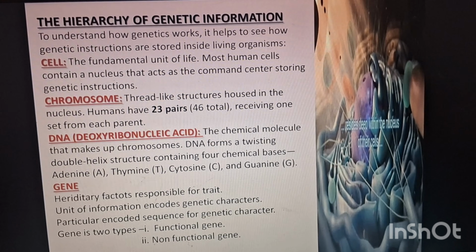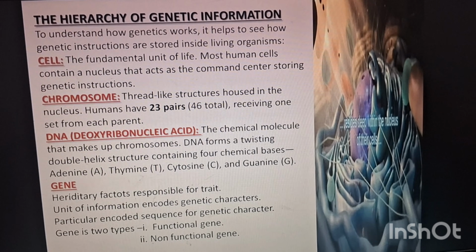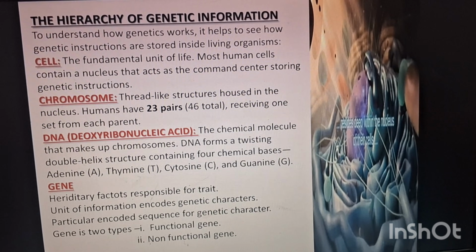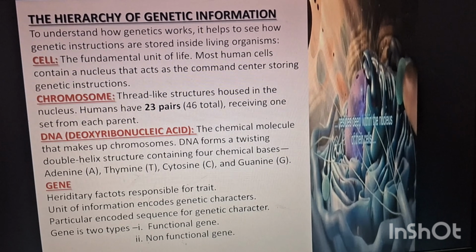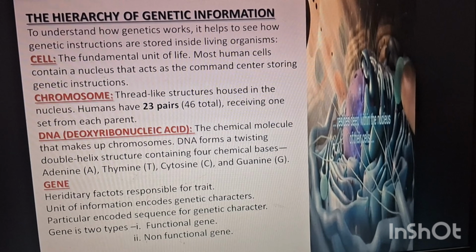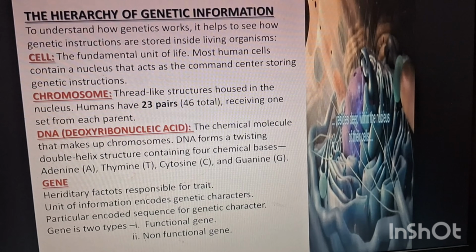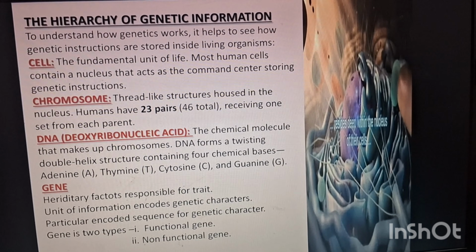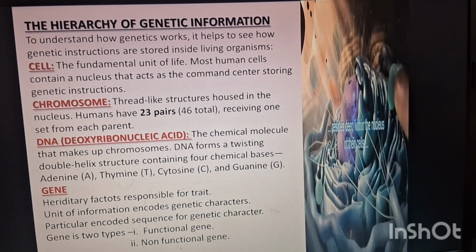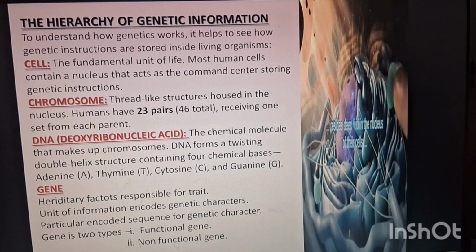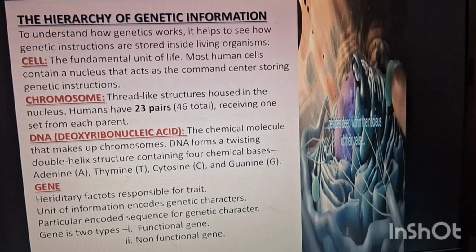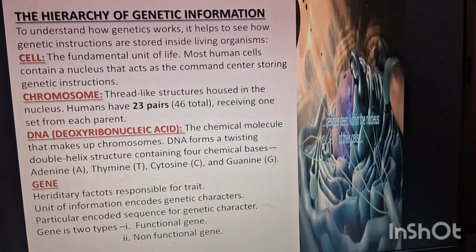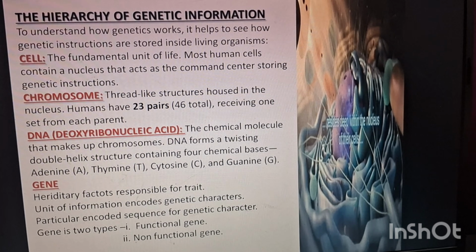Next, the hierarchy of genetic information. To understand how genetics works, it helps to see how genetic instructions are stored inside living organisms. At first, we know about the cell. It is the fundamental unit of life. Most human cells contain a nucleus that acts as a command center storing genetic instructions. Next, chromosome. A thread-like structure housed in the nucleus. Humans have 23 pairs, receiving one set from each parent. Next, DNA or deoxyribonucleic acid.